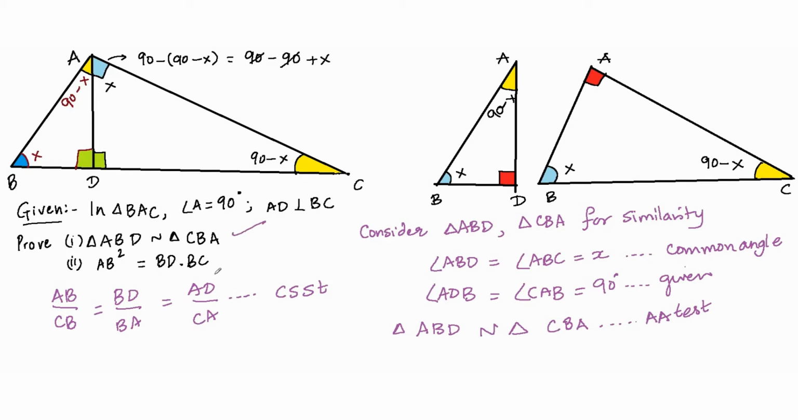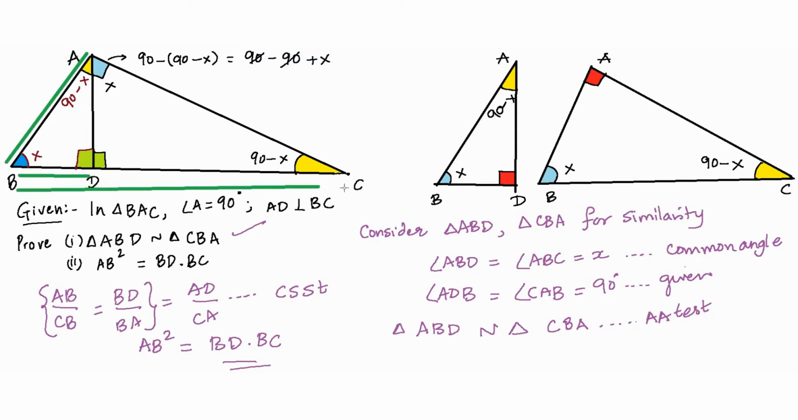Now I have proved the first part. Now for the second part I want AB square. So what I will do is I will take these two ratios and cross multiply. So when I cross multiply, I get AB square is equal to BD into BC, and therefore this is proved. So let me mark again what is equal over here. AB square is equal to BD multiplied by BC, right? This is what we are saying in this particular question.